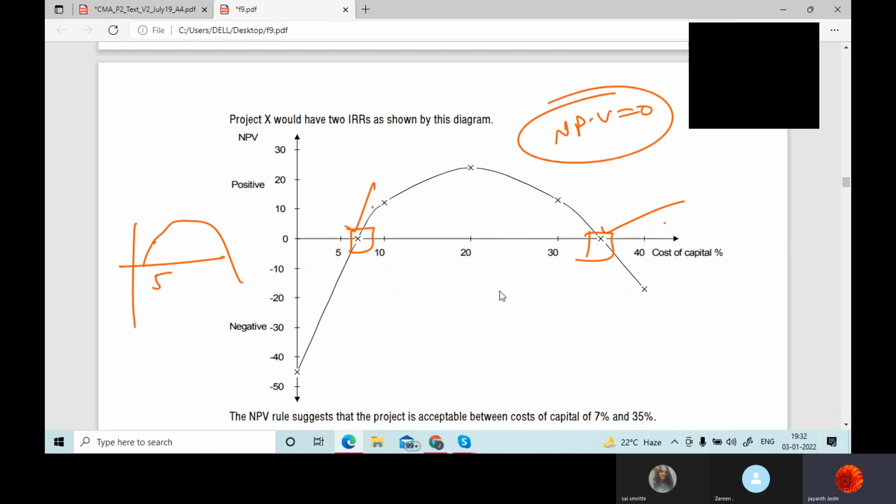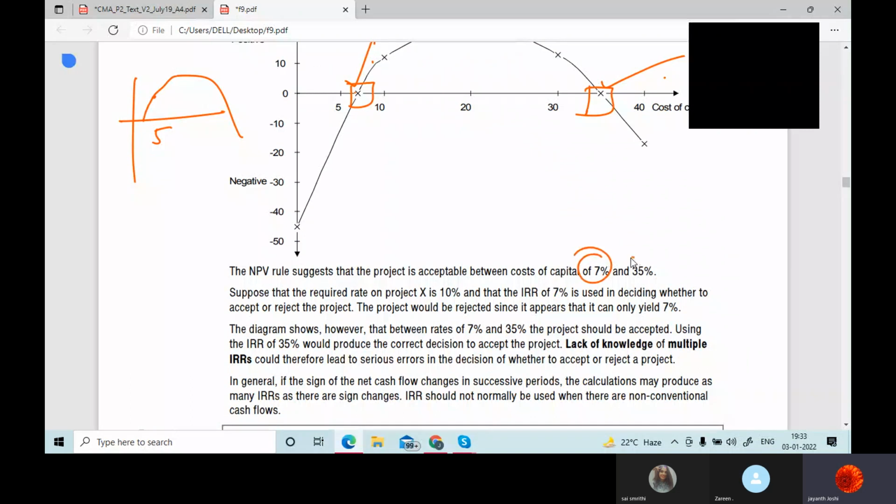Do you think a project which has multiple IRRs can give you decision-making confirmation, or can it convince you in your decision-making process? Please tell me. That means you will be puzzled about at which rate you can break even. Am I right? Please tell me yes or no. Yes, sir.